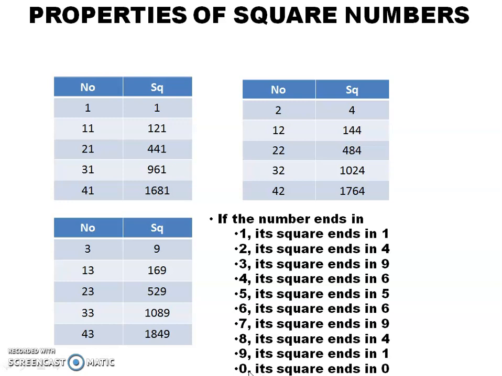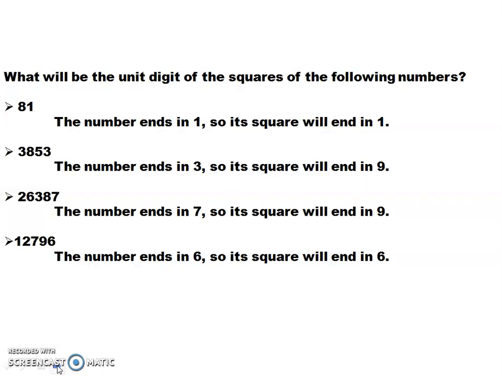If the number ends in 0, the square also ends in 0. But you have an additional condition there that we will discuss later. Now we will do problems based on this. What will be the unit digit of the squares of the following numbers? Let us see the numbers.